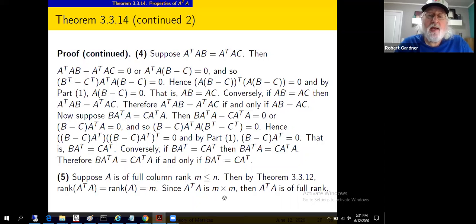A transpose A is M by M, so A transpose A is full rank. So it turned out that was fairly easy. If A is full column rank, then A transpose A is of rank M, and given the dimensions, that's full rank as well.